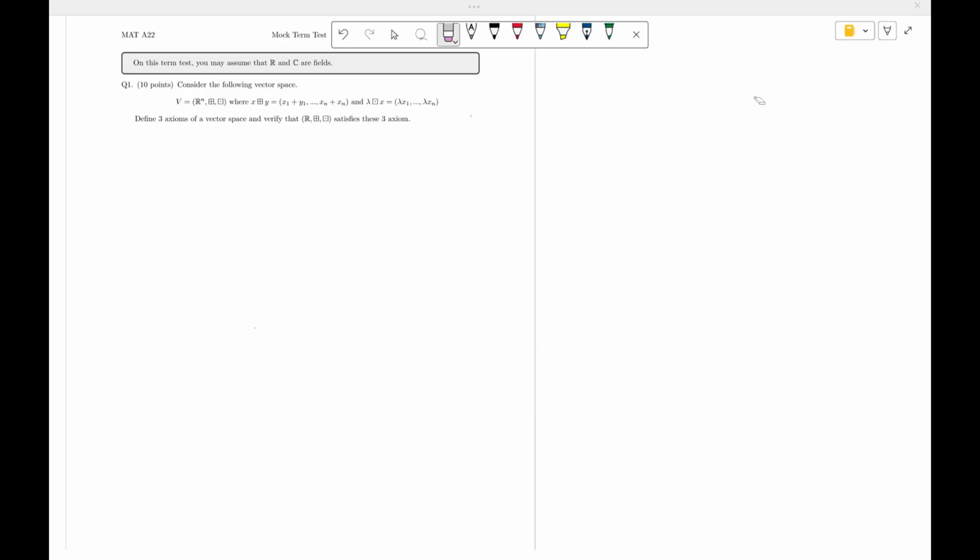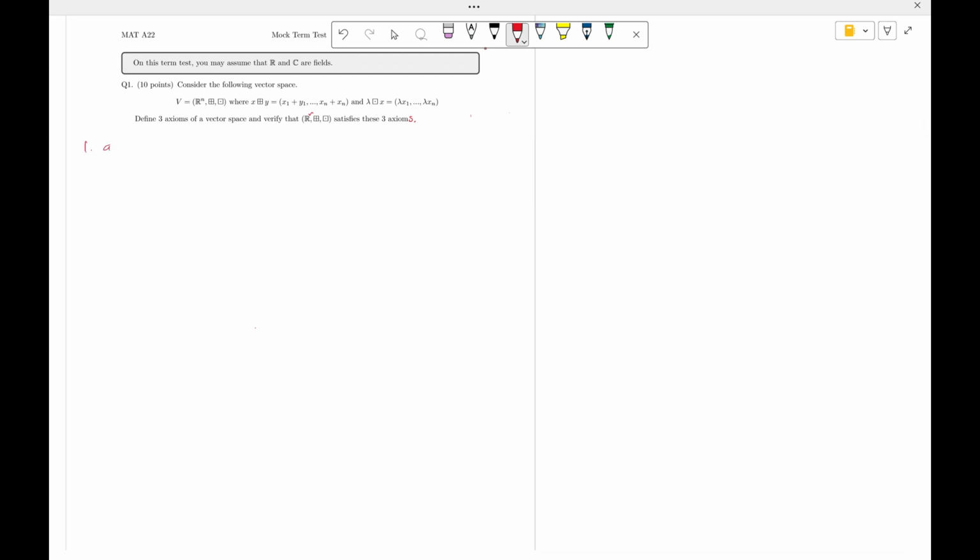In this question, first things first, there is a typo here, where it should be an N in axioms. What it's asking you to do is define 3 of the axioms and then verify that this set satisfies those axioms. So we can pick any 3.